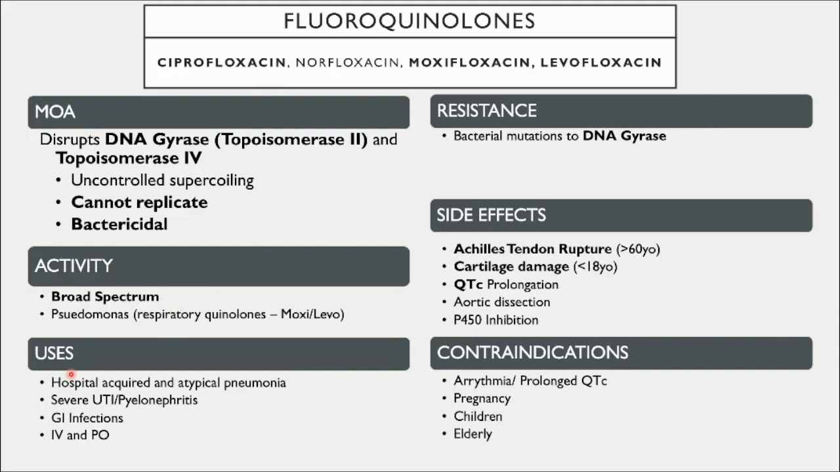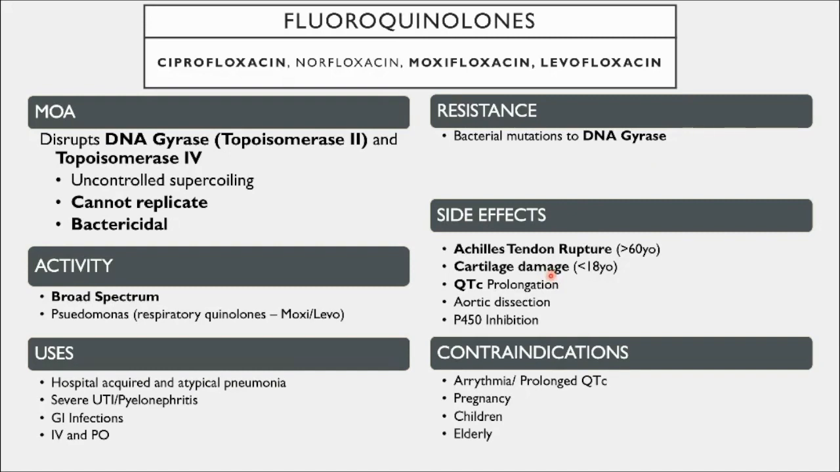These are used for really severe infections. So hospital-acquired and atypical pneumonias, especially if you're concerned about Pseudomonas, as well as bad UTIs and anything that reaches the kidneys, pyelonephritis. Some GI infections, as well. These are nice because you can switch people from the IV to the PO, because most of these have IV and PO forms, ciprofloxacin having a PO form. If you mutate the gyrase, the antibiotic doesn't work.